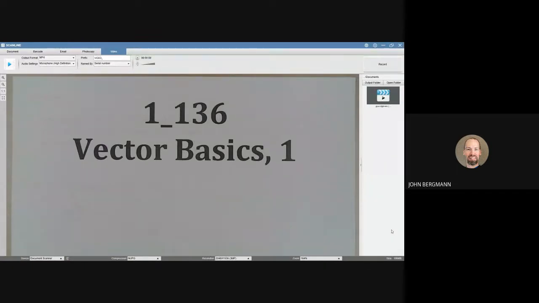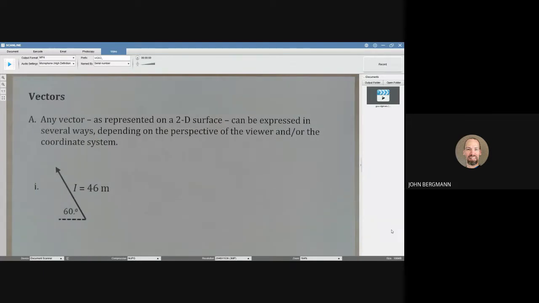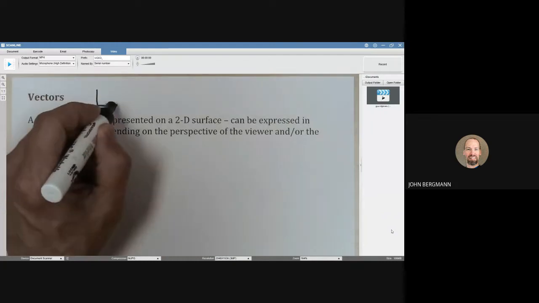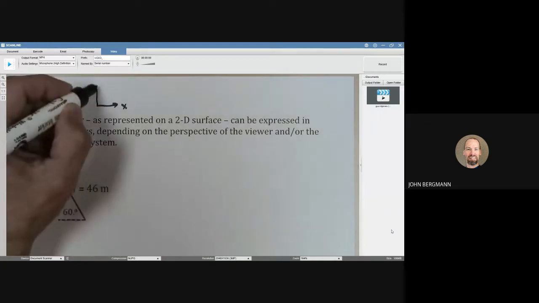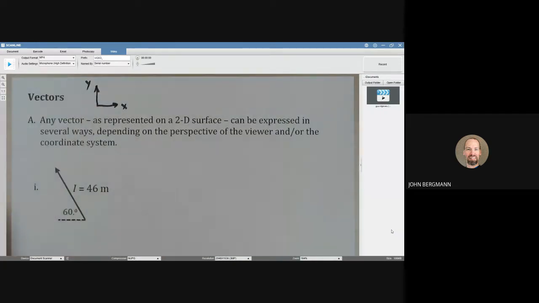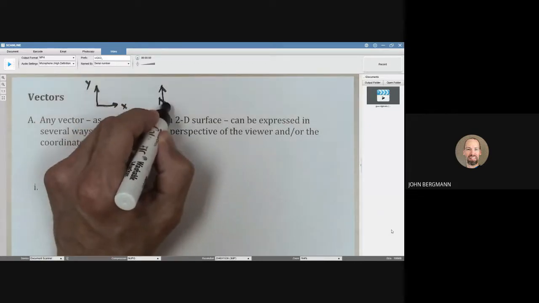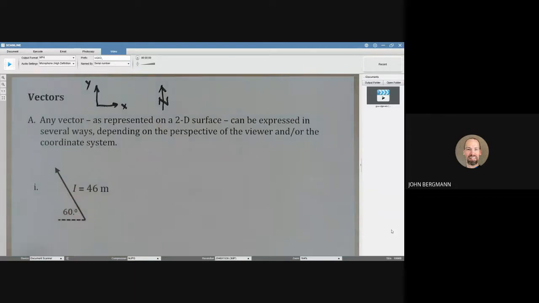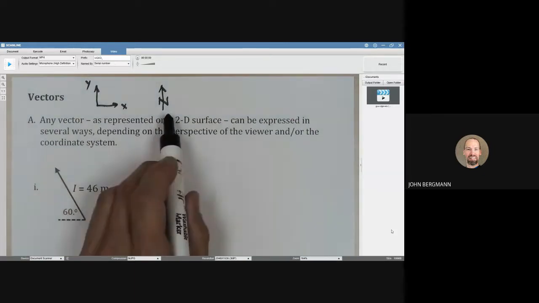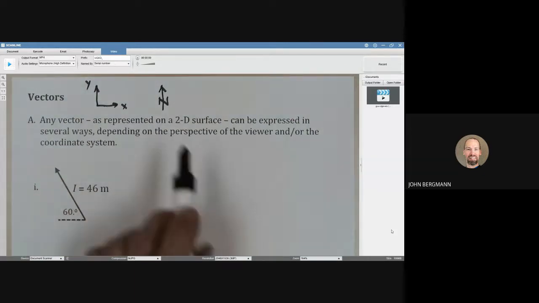This video is on the basics of vectors. Any vector, as represented on a 2D surface, can be expressed in several ways depending on the perspective of the viewer and/or the coordinate system. For example, we might have an XY coordinate system that is given. Or our perspective might be in the clouds and we're looking down on the Earth's surface, and then up to the top of the page would be north.